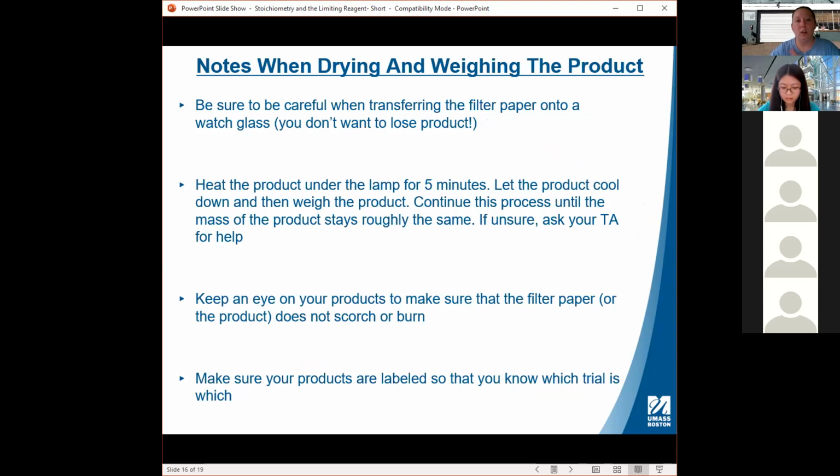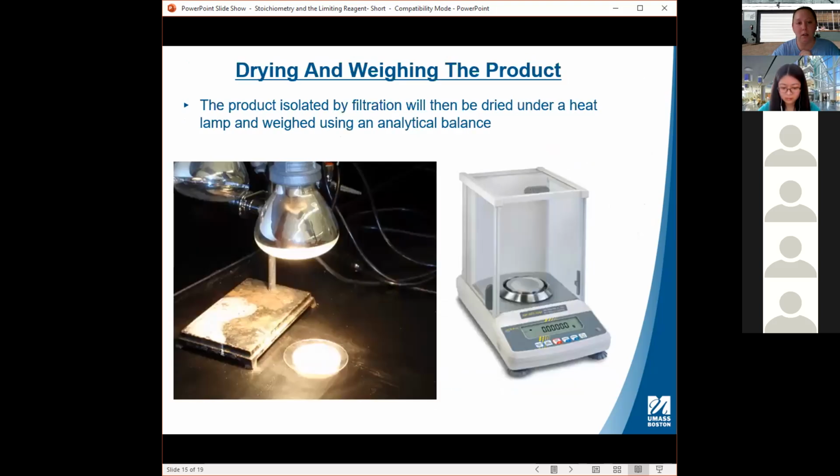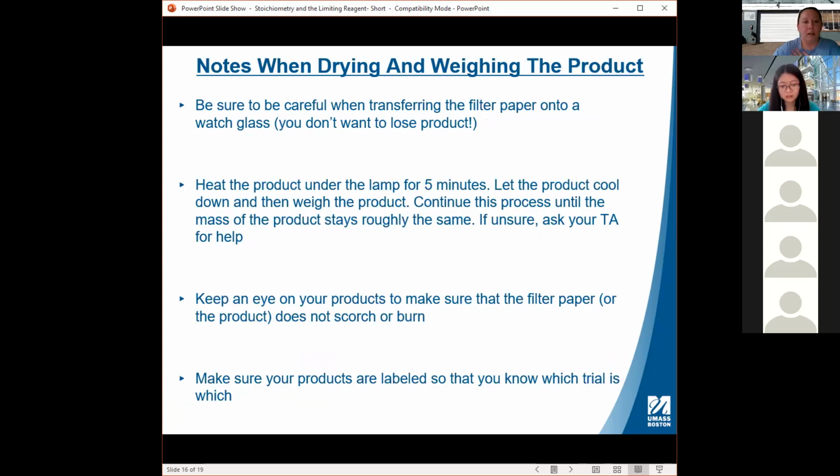So here are some notes on drying and weighing the product. In lab, we would have about 4 watch glasses per heat lamp. This is what the heat lamp looks like. We would heat for about 5 minutes, then let it cool. Cooling really doesn't affect the weight. It's just that if you try to pick up a really hot watch glass, you're probably going to drop it, and then there goes your product. So we always want to make sure things cool before we handle them.